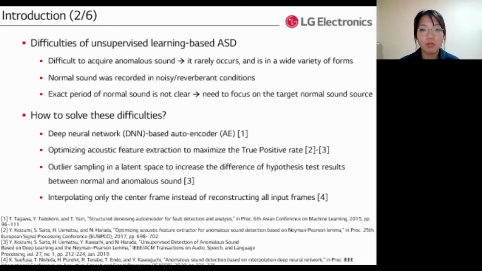Previous studies suggested various methods to overcome these difficulties. Deep neural network-based autoencoder is one of the most common approaches, also used as the baseline of Task 2. Another common approach is to optimize the combination of acoustic features used for the neural networks. There are also outlier sampling methods, which sample anomalous sounds in the latent space to increase the difference of hypothesis test results between normal and anomalous sounds. A recent study suggested interpolating only the center frame of the feature instead of reconstructing all input frames by training a neural network. The name of this network is interpolation DNN.